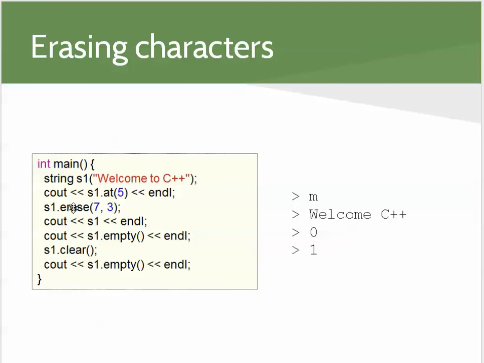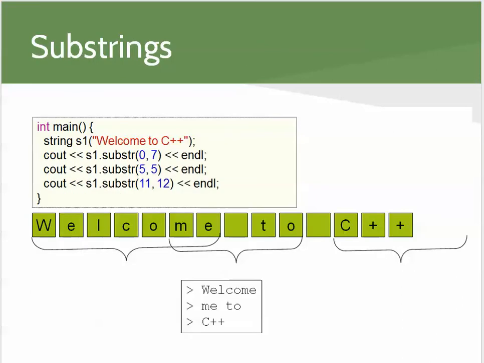So erase will help you get rid of portions of a string. S1.clear will get rid of the entire string entirely, and it can be reassigned and changed later. We can get substrings, so we can take a larger string and get returned back to us a new string representing a certain portion of it.